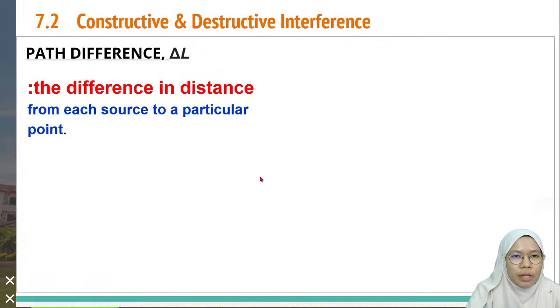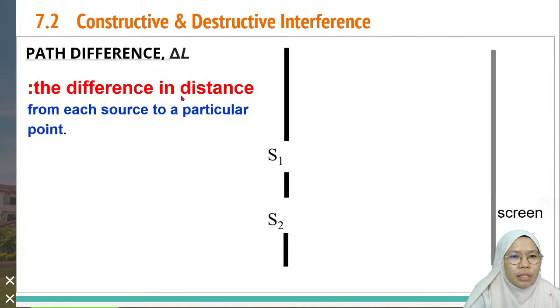For this slide, we are going to look at the conditions for constructive and destructive interference specifically, and we are discussing them in terms of the path difference. So what is path difference? It is the difference in distance from each source to a particular point. Let's say here we have two sources, S1 and S2, and a screen.